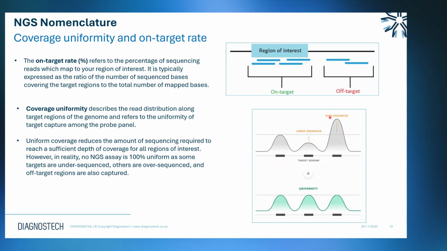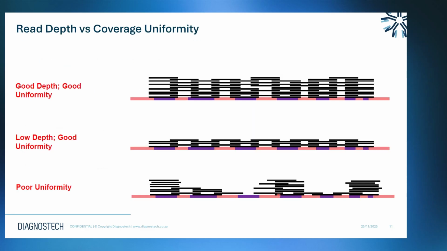In an ideal world, 100% uniformity would look like something at the bottom, where every target is sequenced to a perfect depth. However, this is not true in the real world. We always see a bit of non-uniformity. Some genes need to be sequenced a little bit more and some a little bit less, but it's just something to be aware of when analyzing a target enrichment panel and what to look at.